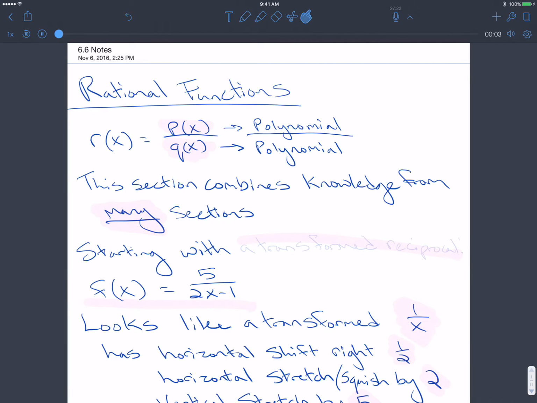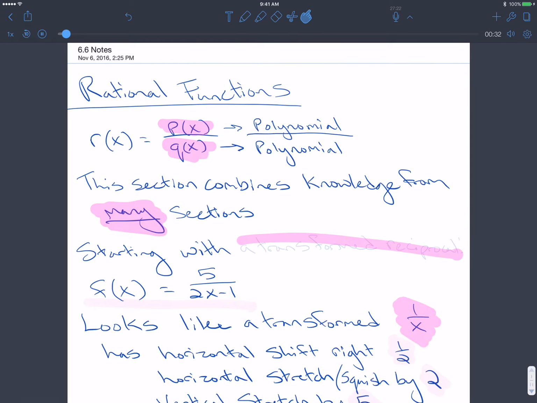6.6 is a very large section. It's on rational functions, which means that we'll have some polynomial being divided by another polynomial. So there's going to be a whole lot more going on than was happening with just a polynomial function. It's going to combine knowledge from a lot of our previous sections. And so I'm going to start simple and work to harder, which means that I'll just start with a transformed reciprocal function, so a transformed version of 1 over x.